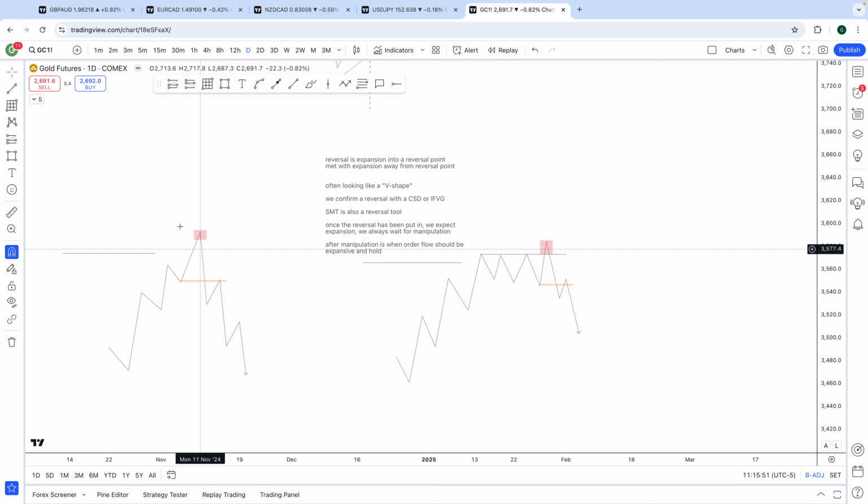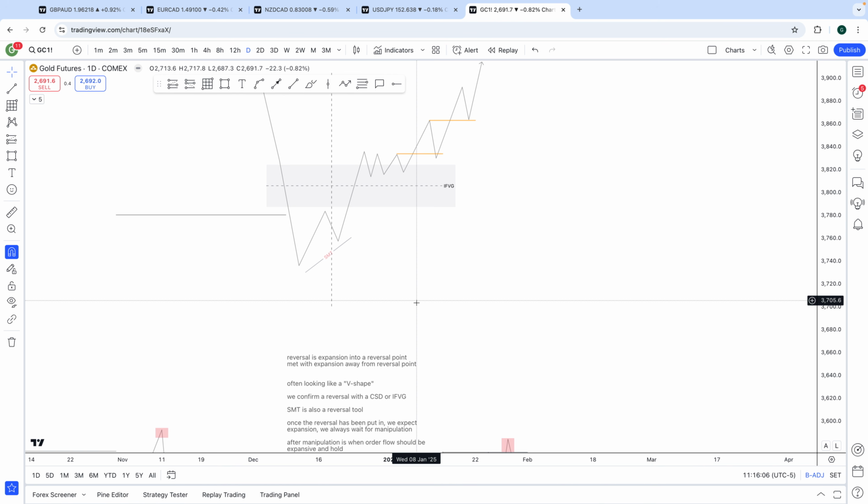So when you trade into a reversal point and get that manipulation, by the way, manipulation and reversal are the same thing pretty much. So when you get that reversal, right, and then we start expanding away and holding order flow, this is how you know it's a true manipulation, right?